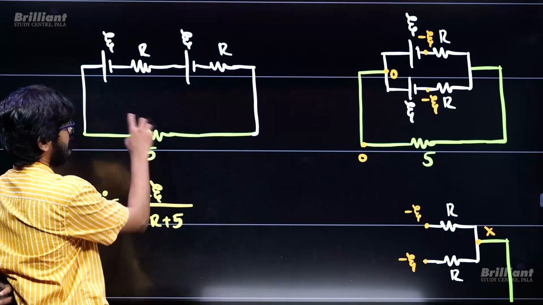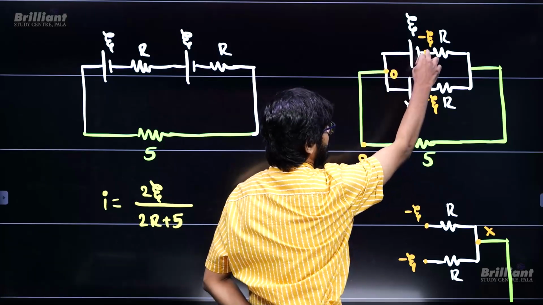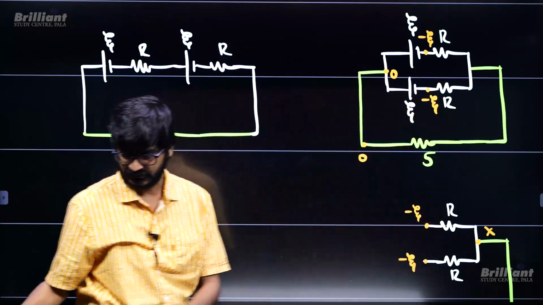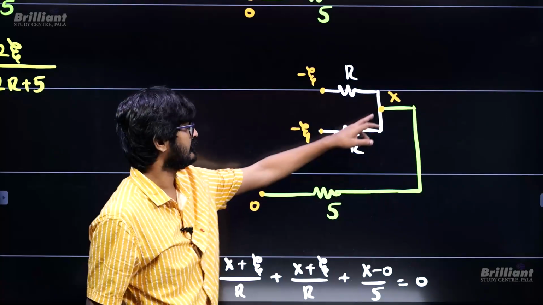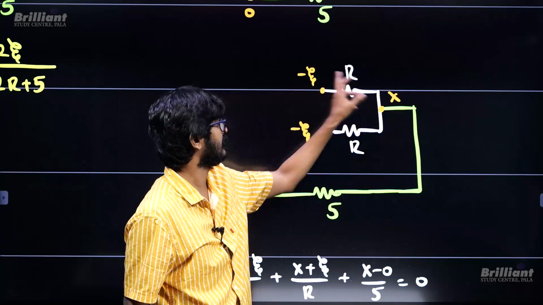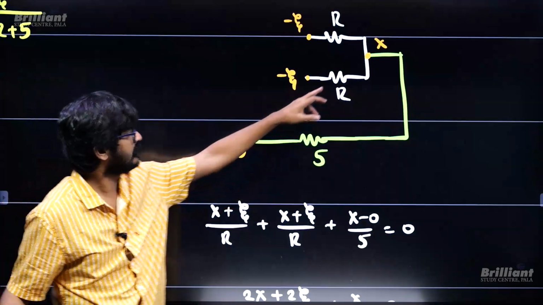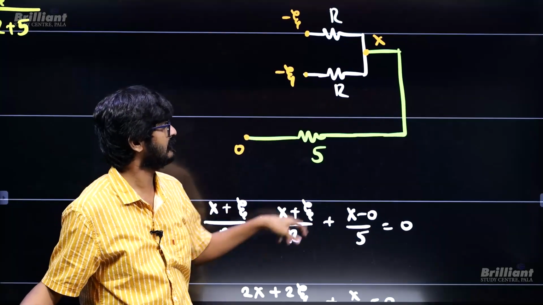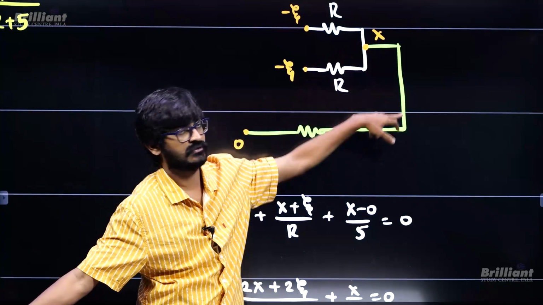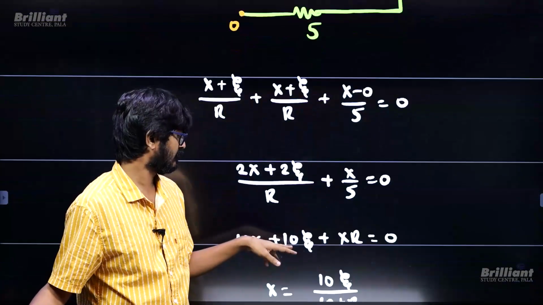So from here I will be getting the current in the 5 ohm. Now for the parallel case, I will be taking this as 0 potential. So this will be minus E, this will be minus E, this will be 0. I will be modifying it to see it like a T-shaped figure. Now I will be assuming this as higher potential, so current will be outgoing. Outgoing current will be x minus of minus E by R, which will be x plus E by R. Now here also x minus of minus E by R, which will be x plus E by R. Here it will be x minus 0 by 5. Outgoing current plus outgoing current plus outgoing current must be equal to incoming current, which is 0. From here I will be getting the value of x.